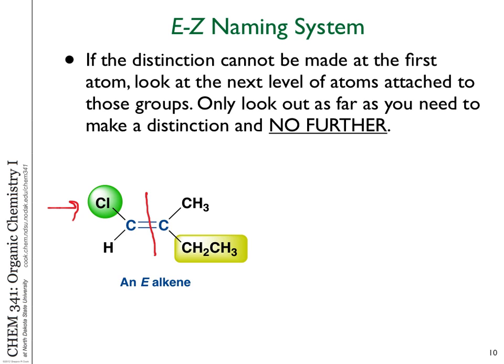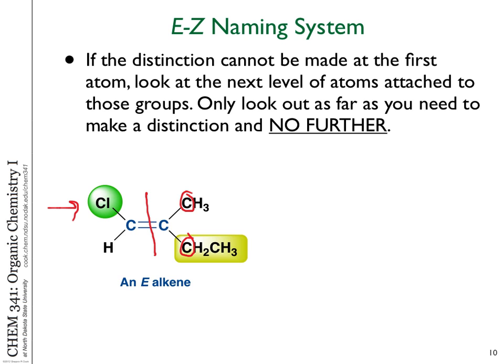If you look at the atom directly attached, you have a carbon versus a carbon. Those are the same. Those atoms have the same atomic number, so you can't distinguish a priority of the whole group from that. So the way you do that then is to go to the next atom out. I consider this like layers of the onion. You go to the next layer out of atoms attached to those, and see if you can find a distinction.